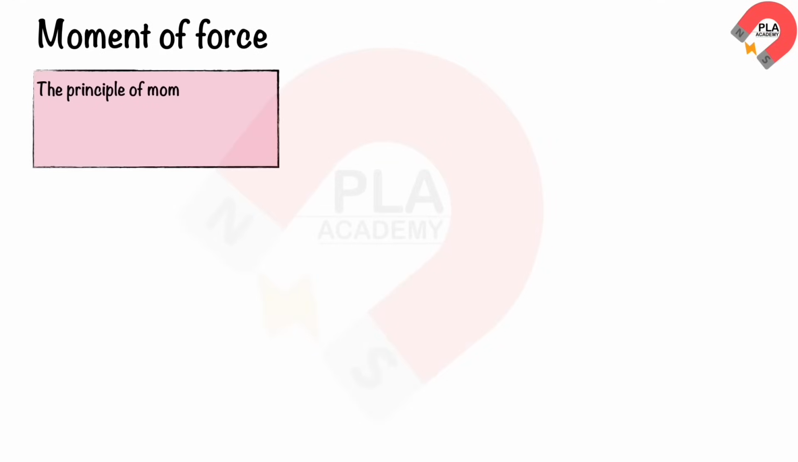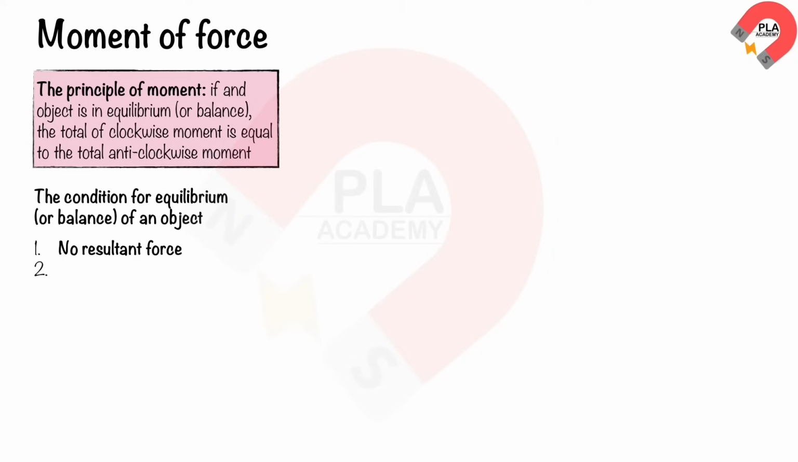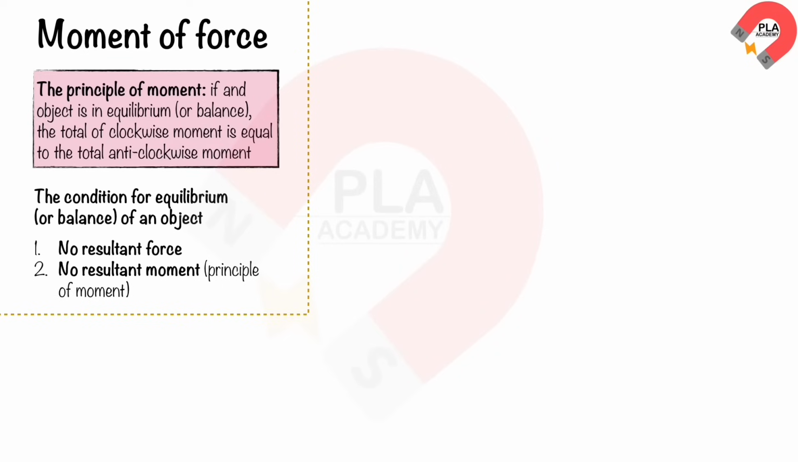The principle of moments states that if an object is in equilibrium, the total clockwise moment is equal to the total anticlockwise moment about the pivot. The conditions for equilibrium of an object are: there is no resultant force acting on the object, and there is no resultant moment acting on the object.